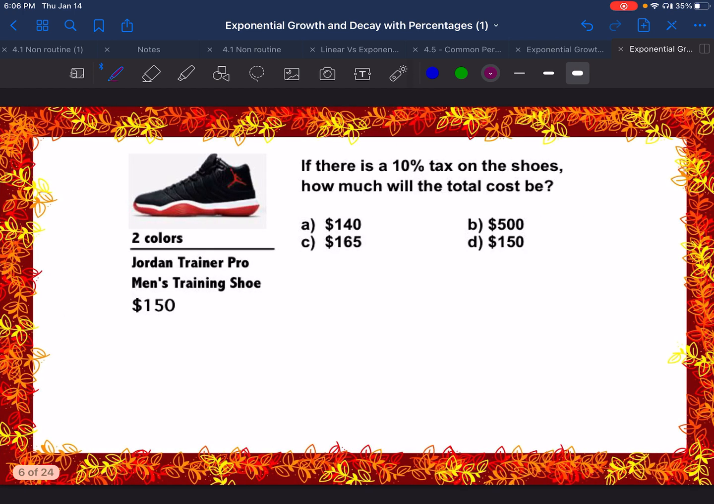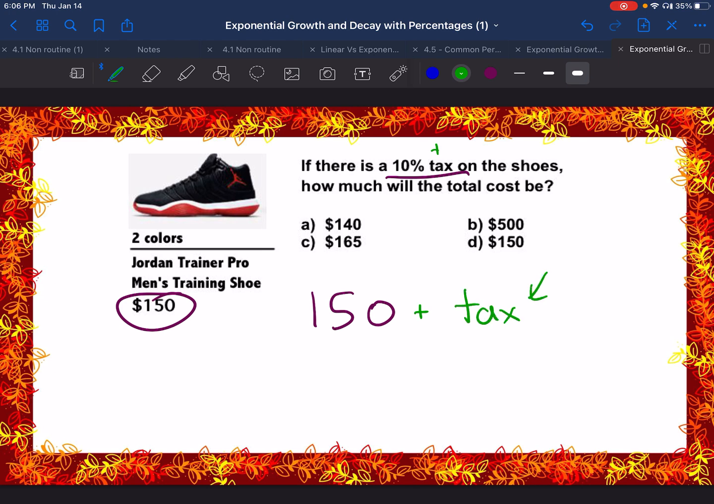Back to our warm-up. Here's what I could do to calculate this. I know I'm starting at 150, and there's a 10% sales tax. So I need to take the original cost of the shoes, 150, and if I'm including tax, should I be adding something or subtracting something? Adding. Tax is adding. So I'm going to add the tax.